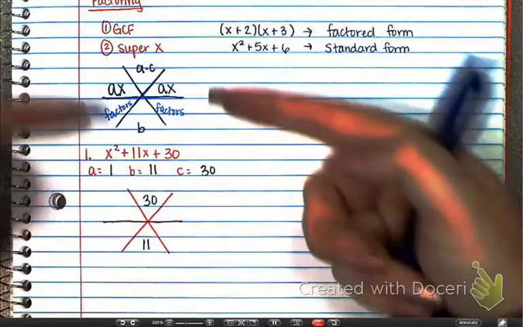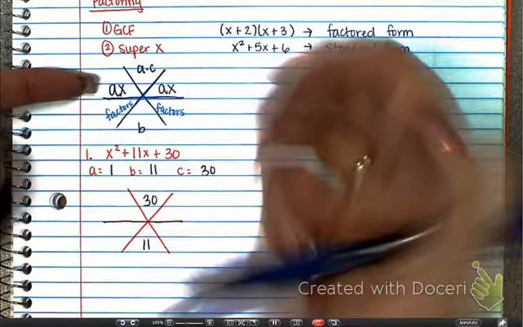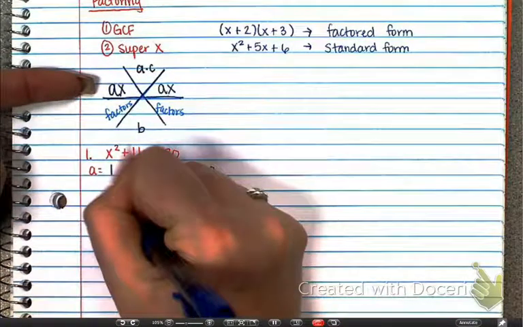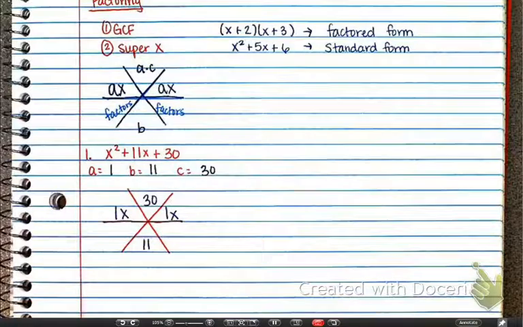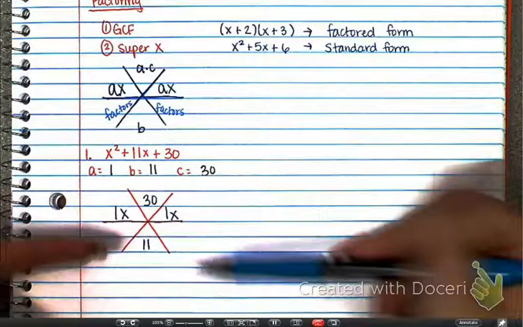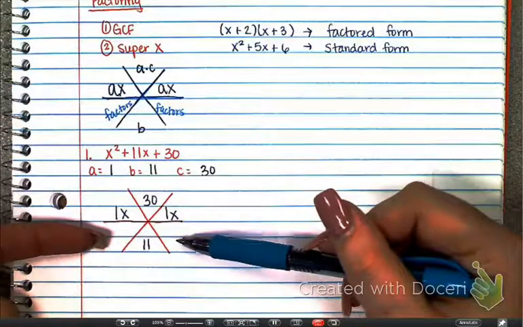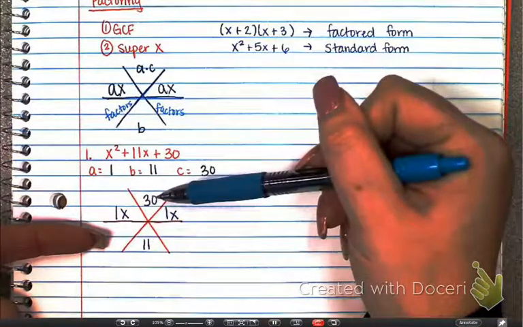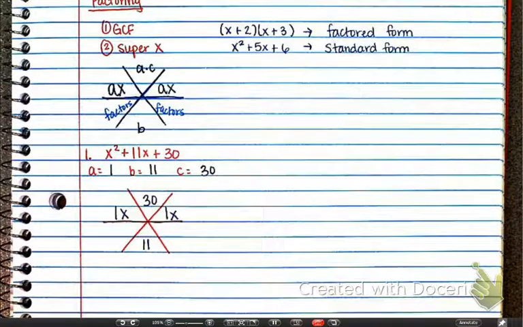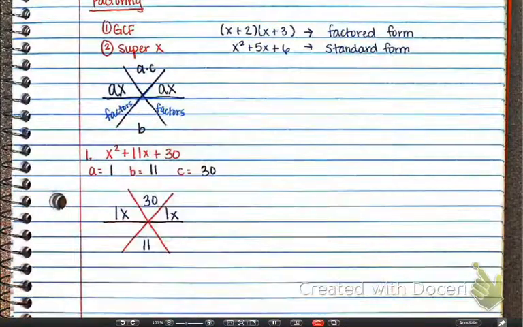Okay. Up top here is your A term plus your variable. So I've done nothing except fill in my X so far. So far, so good? Okay. So to find the factors, we are looking for two numbers that multiply to 30 and add to 11. What are two numbers that multiply to 30 and add to 11?